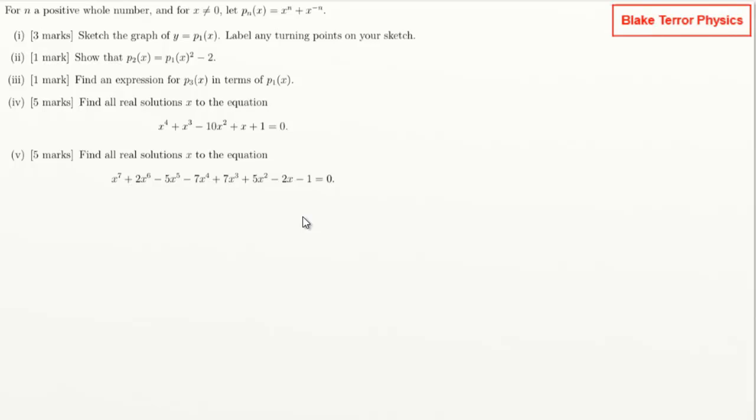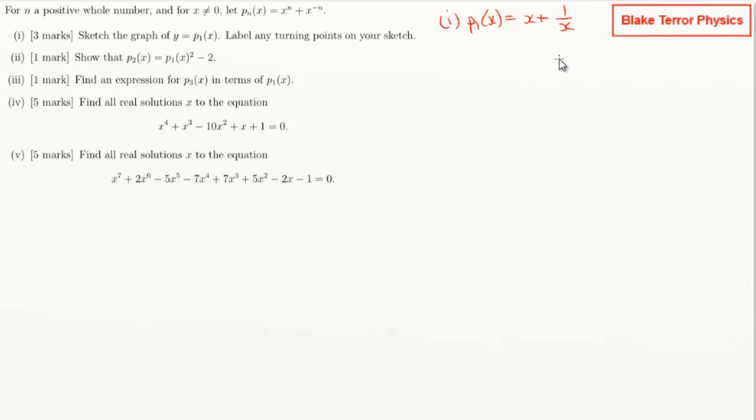So this is question 2 from the 2023 MAT. For n a positive whole number and for x not equal to 0, let p subscript n of x be x to the n plus x to the minus n. Sketch the graph of y equals p1. Label any turning points on your sketch. So p1 of x is x plus 1 over x.